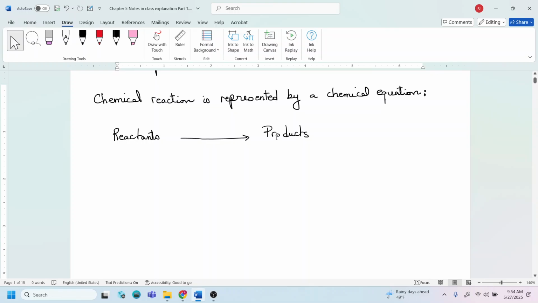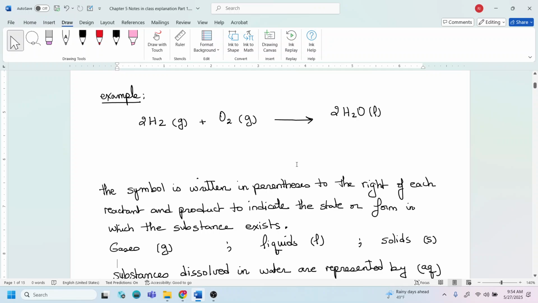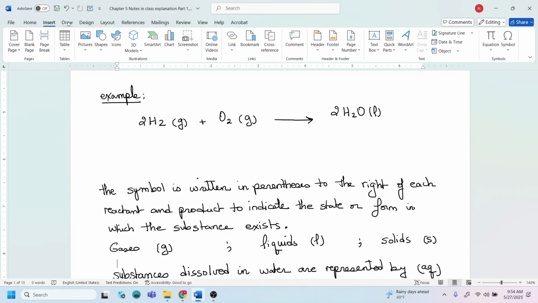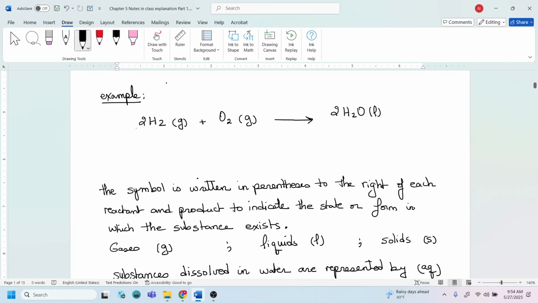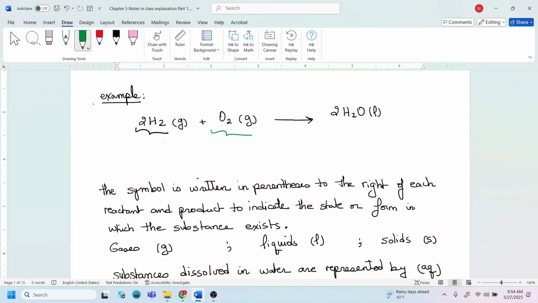And sometimes we form one product, sometimes we form more than one product. So if you form more than one product, we're going to write a plus sign in between the products. Let's have an example over here. In this reaction, we are using two hydrogen atoms, and they are reacted with an oxygen gas. So a hydrogen gas is reacted with an oxygen gas. These two are considered to be reactants. Okay, and those two react with each other and they make two water molecules.